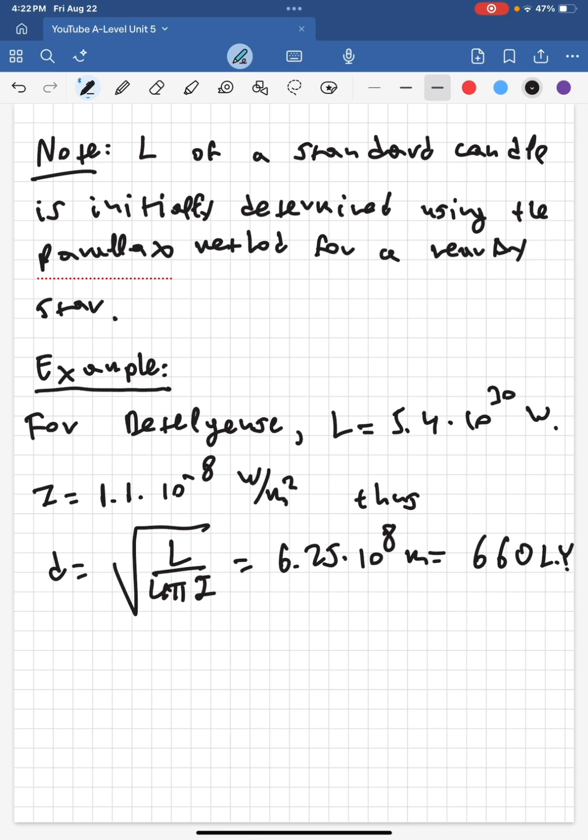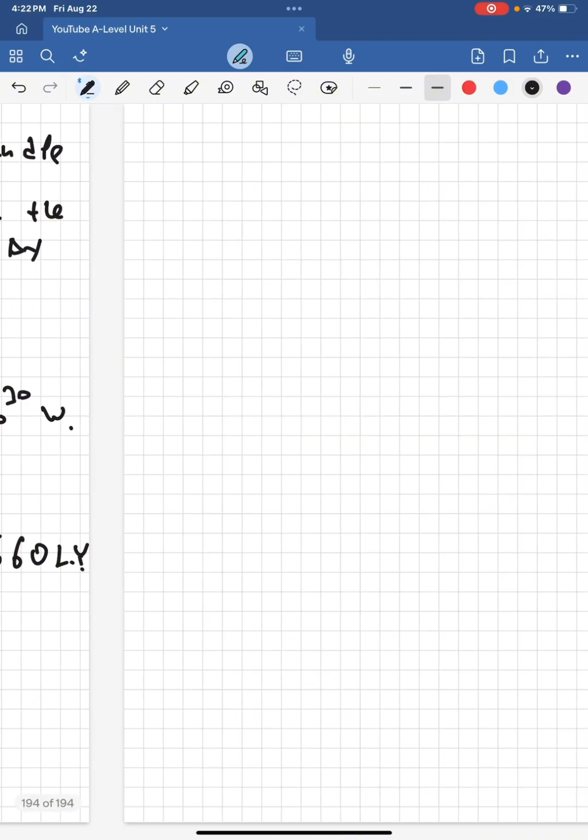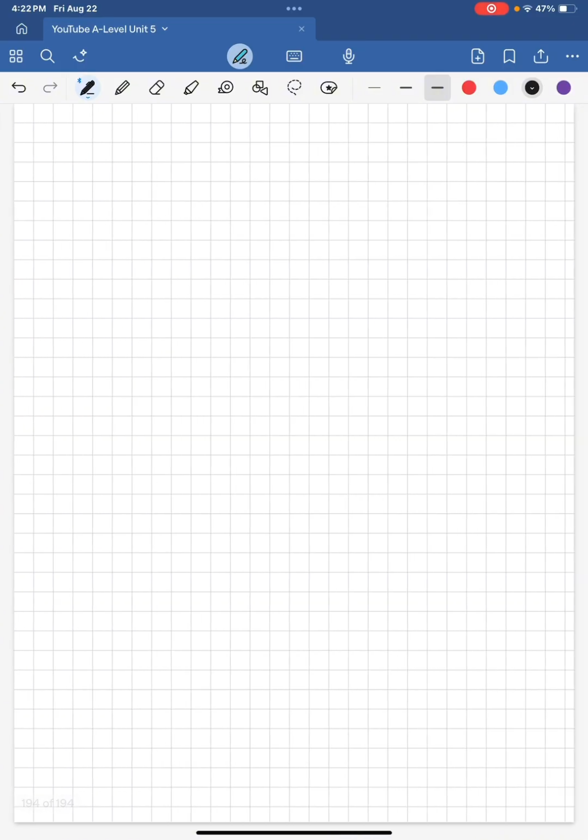So that was the second method. Let's go see a more advanced method, okay? Let's go talk about Cepheids, or variable stars.